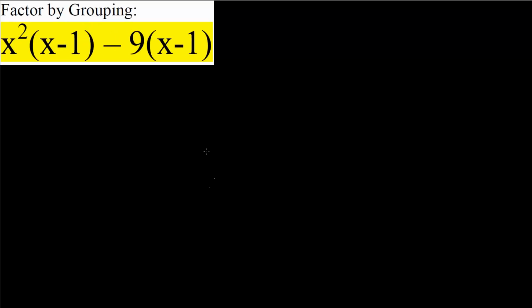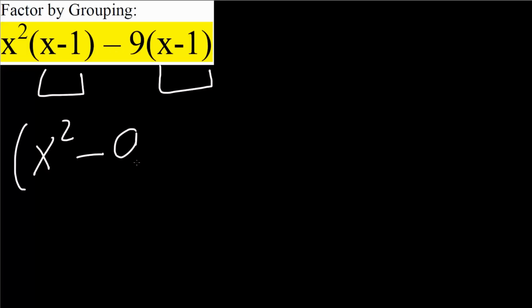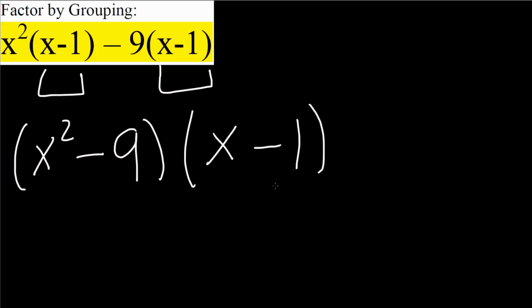And the thing about grouping is, if there's one term that's repeated, like x minus 1, we can factor by grouping. And so what we would say here is this: parentheses x squared minus 9 times x minus 1. And we can check if this even makes sense. X squared times x minus 1 is this. That's good. Minus 9 times x minus 1 would be this. So this is correct.